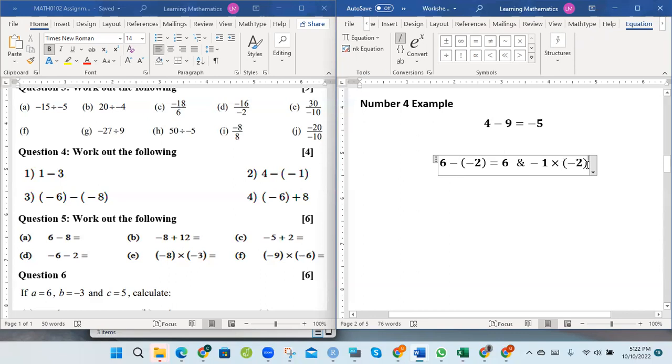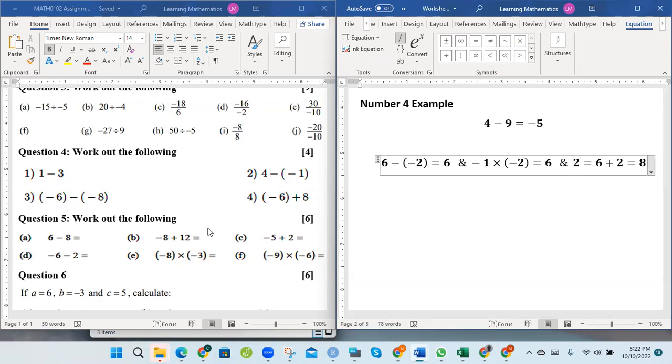A 6 and a negative 1 times a negative 2. What is a negative 1 times a negative 2? A negative times a negative is a positive. So 6 and 2, that's 6 plus 2. 6 and 2 is equal to 8. Or let me just write it. 6 plus 2 is equal to 8. So the answer is 8 for this one.